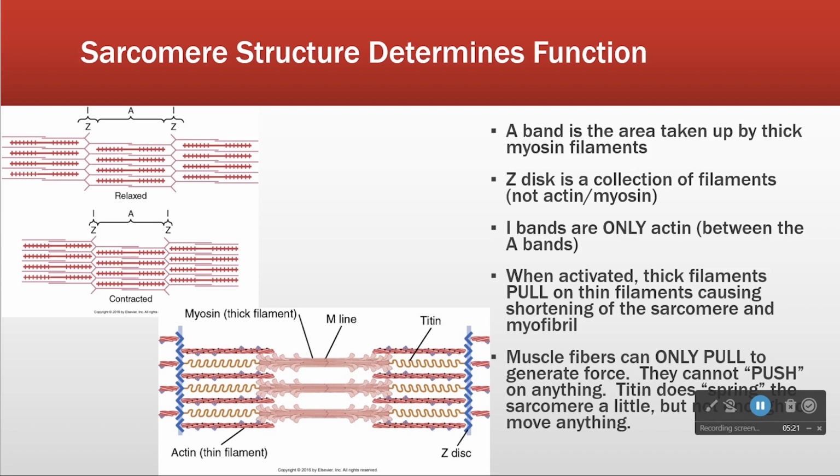The sarcomere is made up of thick filaments and thin filaments. And the arrangement of those thick filaments and thin filaments creates a kind of anatomy. So you can see here where it says Z disc, A band, I band. Well, that's what we're getting into here.